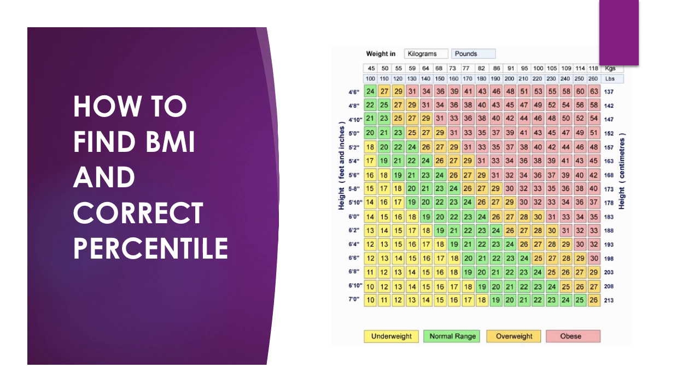After you have done this, you will be able to divide your weight in kilograms by your height squared, and you would be able to get your BMI.